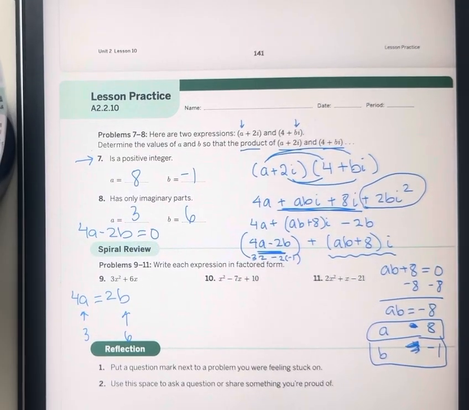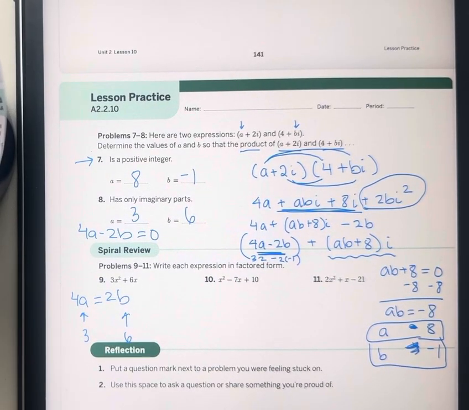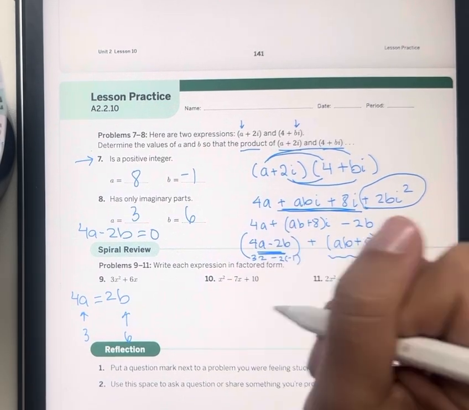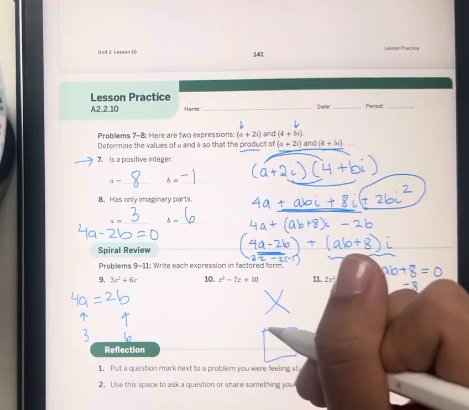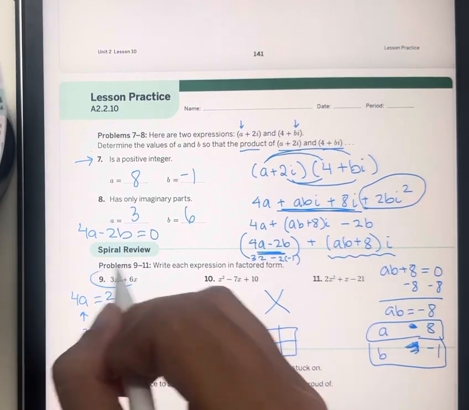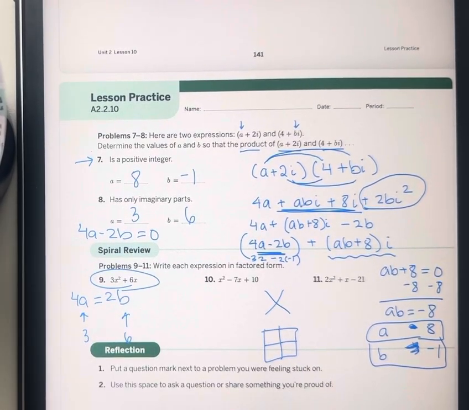Okay, and then 9, 10, and 11, you guys, that's factoring. You could do that. I have a video on it that'll help you. Give it a try. Make your X, make your box. In this one, just take out the common factor. All good.